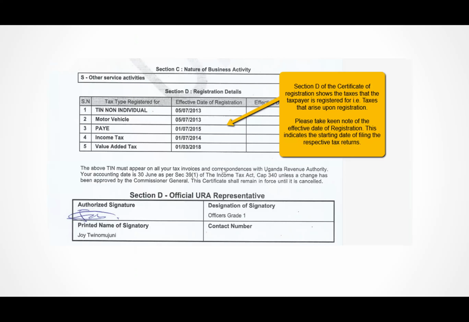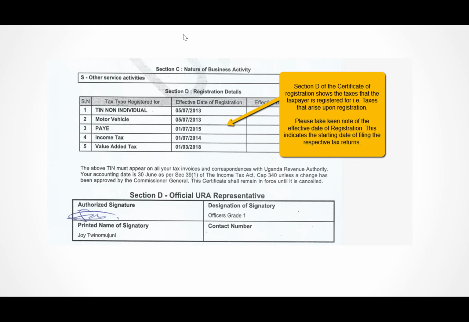The effective date. For instance, as you can see for this client here, the TIN non-individual effective date was 5th of July 2013. Motor vehicle effective date 5th of July 2013. PAYE effective date 1st of July 2015. You can imagine. Income tax effective date 1st of July 2014. Value added tax effective date is 1st of March 2018. So the effective date is the date when the returns are supposed to be filed.